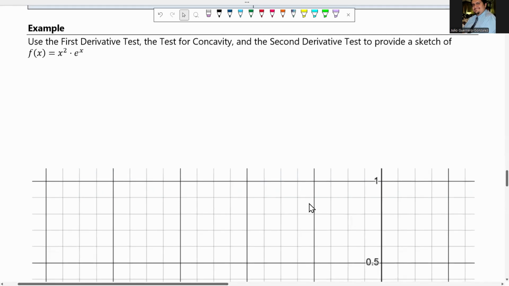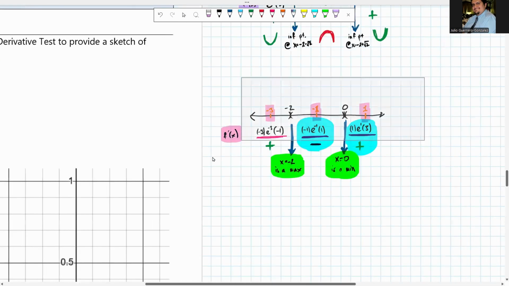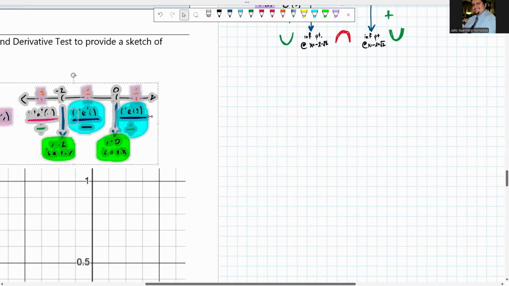What I'm about to do is I'm going to try, again, without a calculator, to use the first derivative test, the test for concavity, and the second derivative test to try to provide myself a decent sketch of the function that I've been working on over the last 2-3 examples. So this might seem like cheating, because I'm not going to redo the work. I've already got it here. So I copy pasted it over.